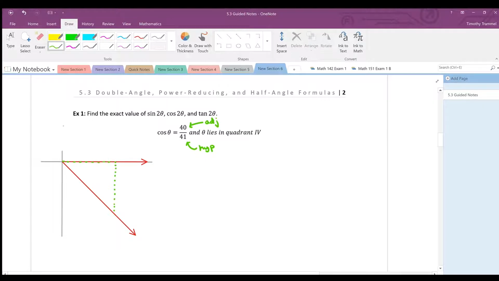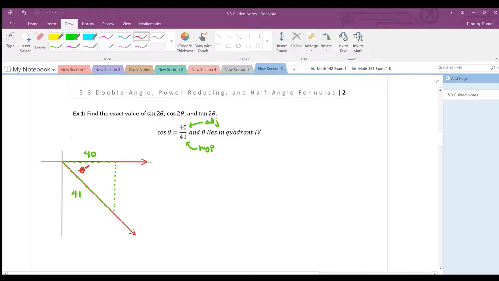All right, we do know the adjacent side. It should be length 40. The hypotenuse should be length 41. And actually, I want to sketch in one more thing here. Okay, and so there is our angle theta.